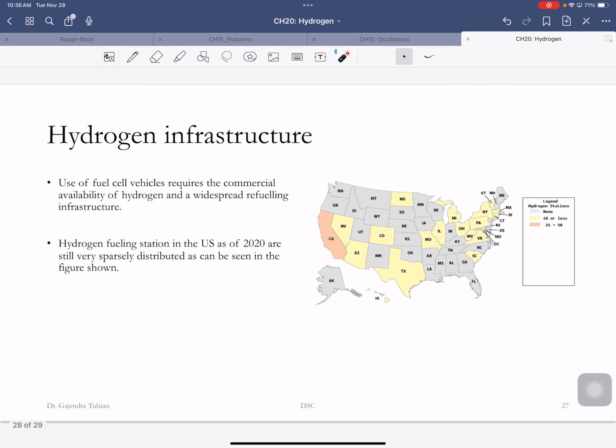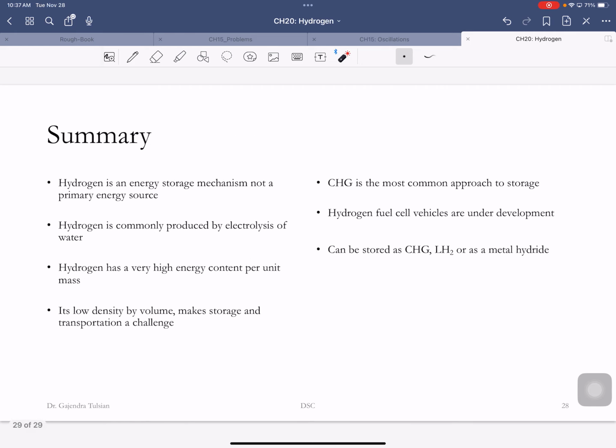Again, this is a 2020 diagram. None of these states have hydrogen filling stations. California has some, and these states have a few more. To adopt a new technology, setting up the infrastructure takes a while, just like the charging stations. It takes big bucks and takes a while to set up.